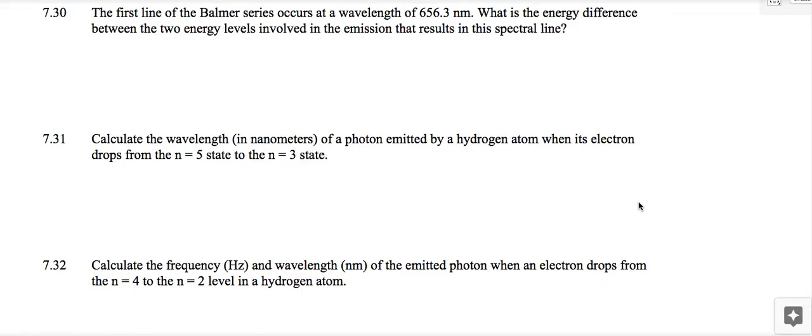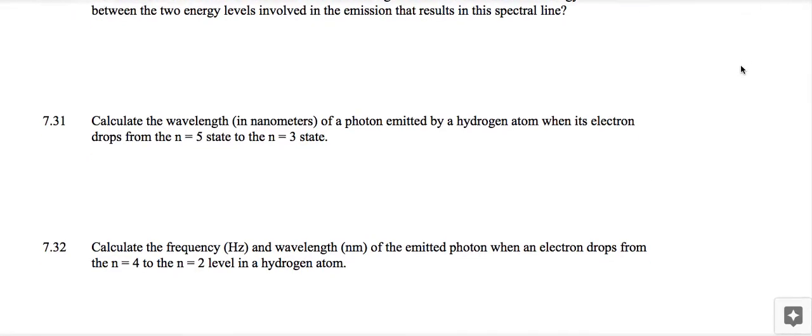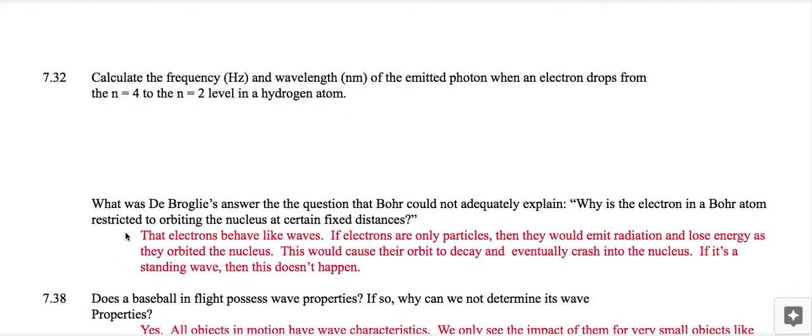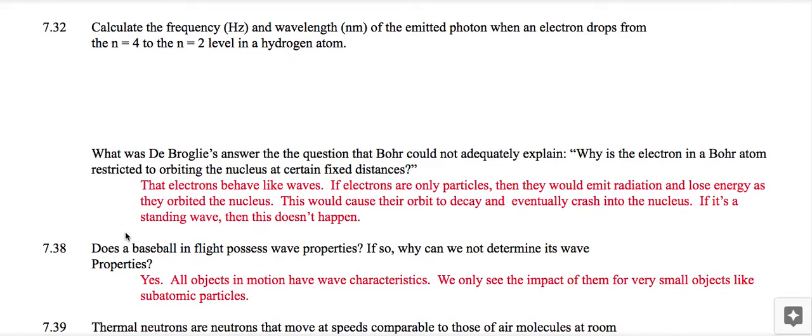Got a couple of the conceptual questions to go through quickly. De Broglie's answer to the question that Bohr could not adequately explain, of why the electron in the Bohr atom is restricted to orbiting the nucleus at certain fixed distances, has to do with behavior like waves. So since electrons are not just particles, we can look at what they would be like if they were circling a nucleus in a wave-like pattern. And because of this wave-like pattern, it prevents this decay process. So in here, it talks about how particles would emit radiation and lose energy around the nucleus. So that's what a particle does.